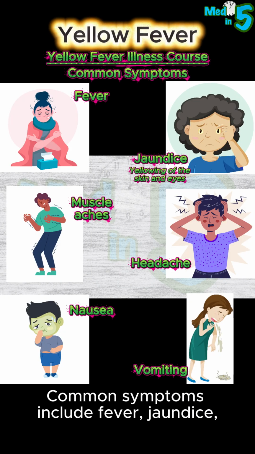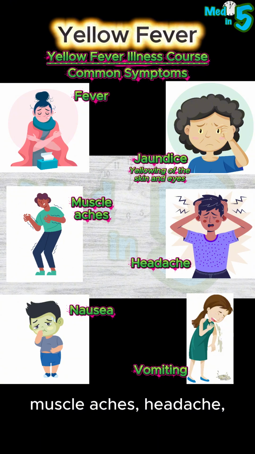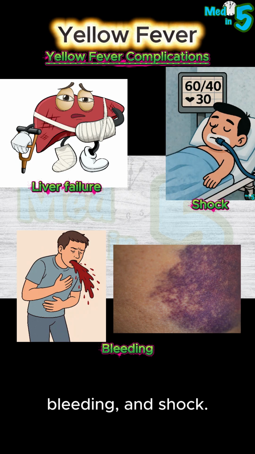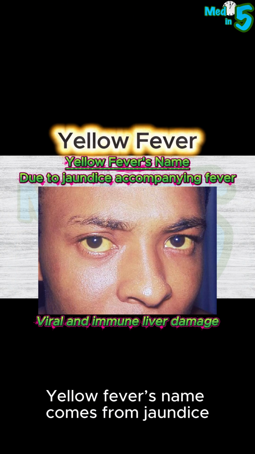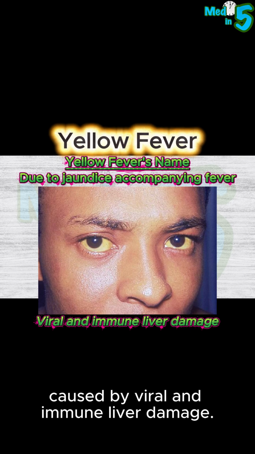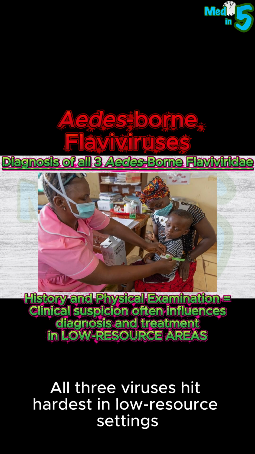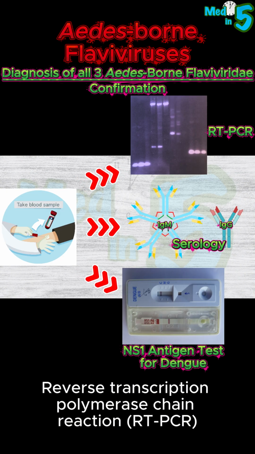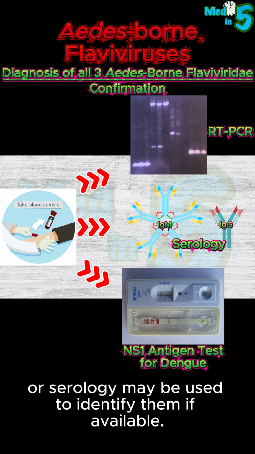Common symptoms include fever, jaundice, muscle aches, headache, nausea, and vomiting. Severe yellow fever can cause deadly liver failure, bleeding, and shock. Yellow fever's name comes from jaundice caused by viral and immune liver damage. All 3 viruses hit hardest in low-resource settings where clinical judgment often determines treatment. Reverse transcription polymerase chain reaction or serology may be used to identify them if available.